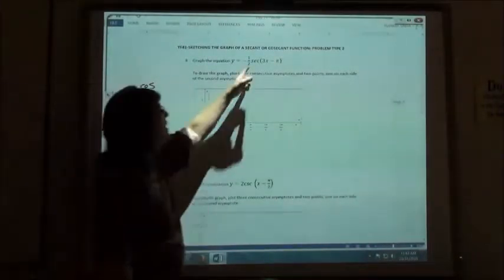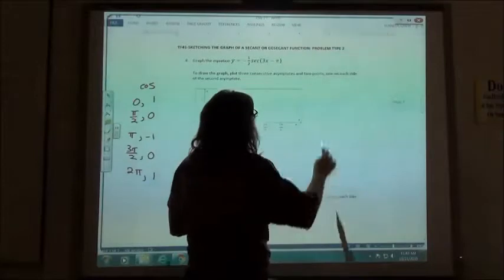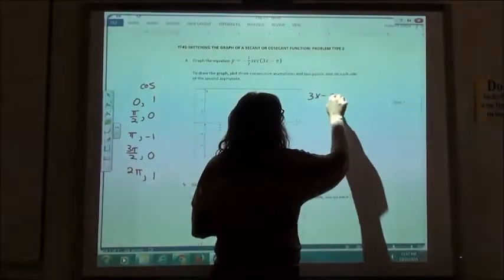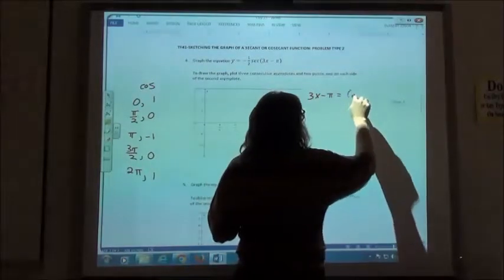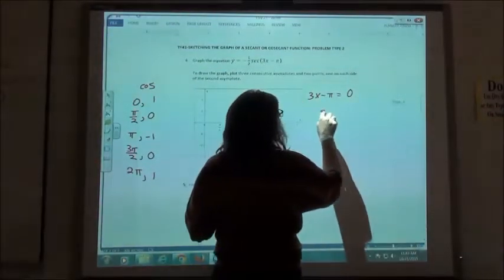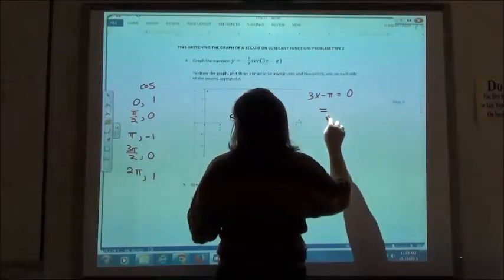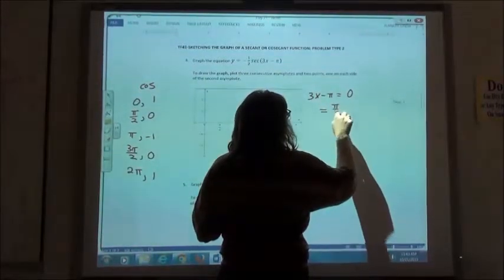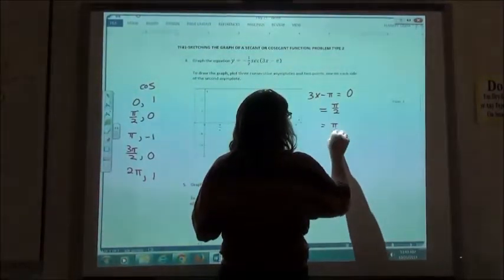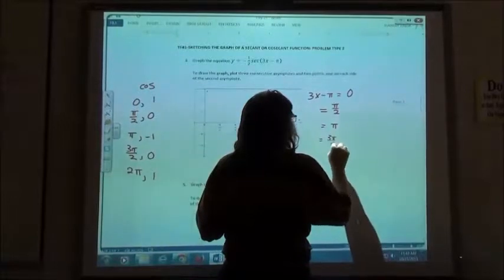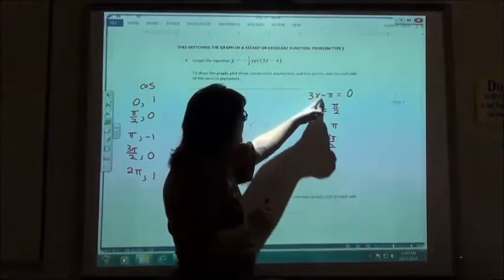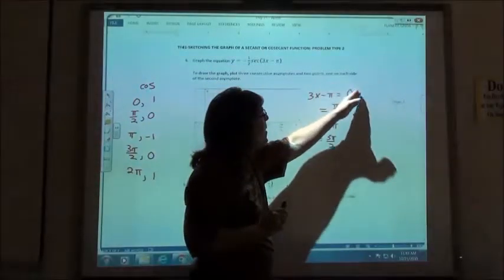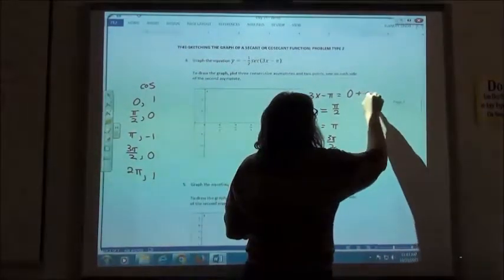So we want to take here the 3x minus pi and set it equal to each of these values. So I'm going to set it equal to 0. I'm going to slide over here a little bit so I have some writing room. Pi over 2, pi, 3 pi over 2, and then equal to 2 pi. So when I solve these, first I'm going to add pi to everything. So add my pi.